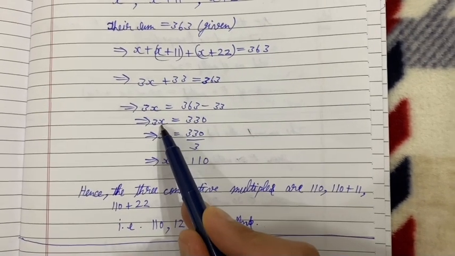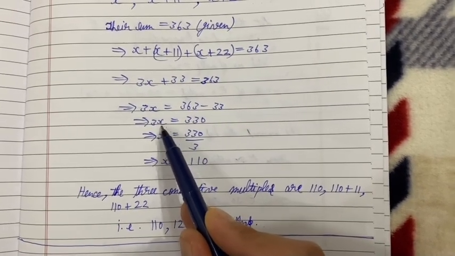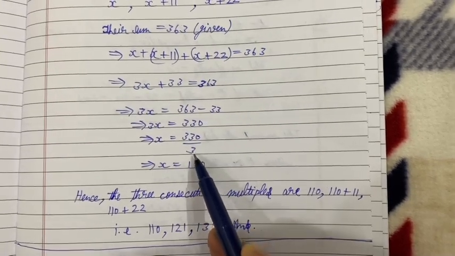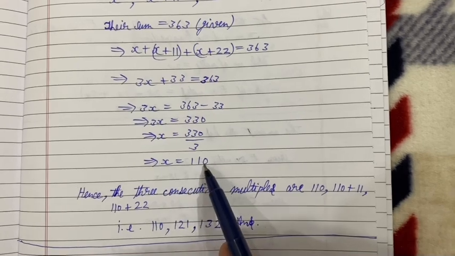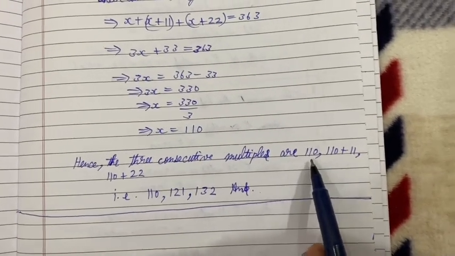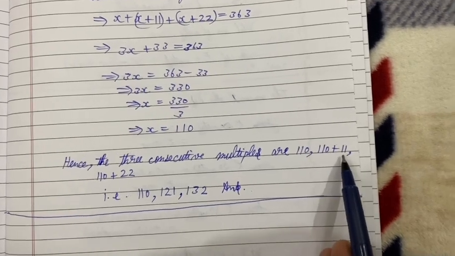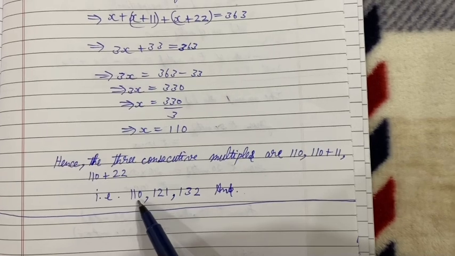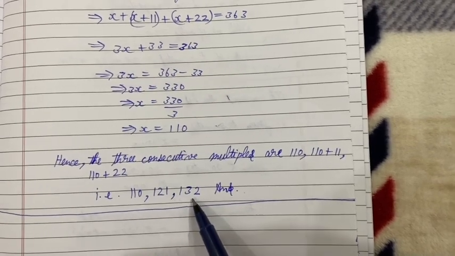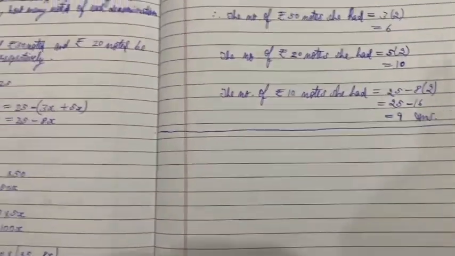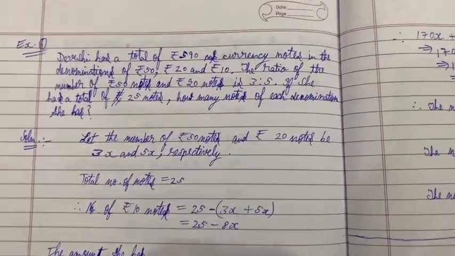Okay, so we'll divide both sides by 3. So x will be 330 by 3. So x will be 110. Hence the three consecutive multiples are 110, 110 plus 11 and 110 plus 22. That is 110, 121 and 132. Okay. Let's go to one last example.